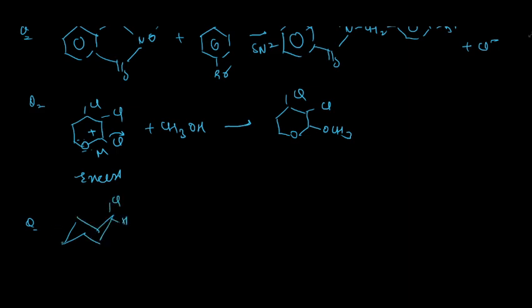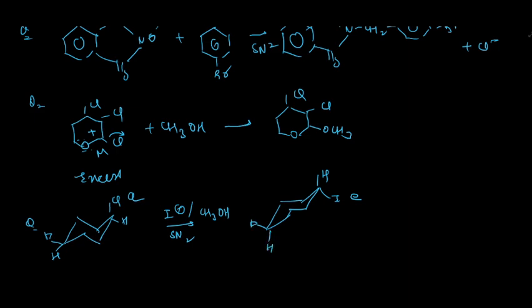Cl, H and D and H. It is reacting with I minus, showing an SN2 reaction in CH3OH solution. So in SN2, the chlorine will be replaced by iodine, but it was axial and it will go equatorial, because inversion takes place. Deuterium and hydrogen will remain the same.